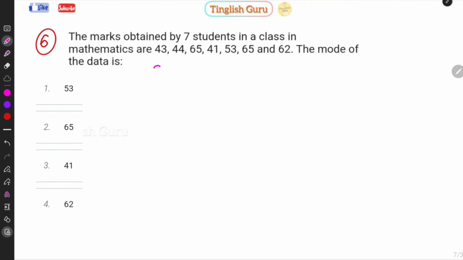This question is related to the statistics topic. Here they have given data of 7 students regarding the marks, and we are asked to find the mode. The mode is nothing but the most repeated value. So which is most repeated here?